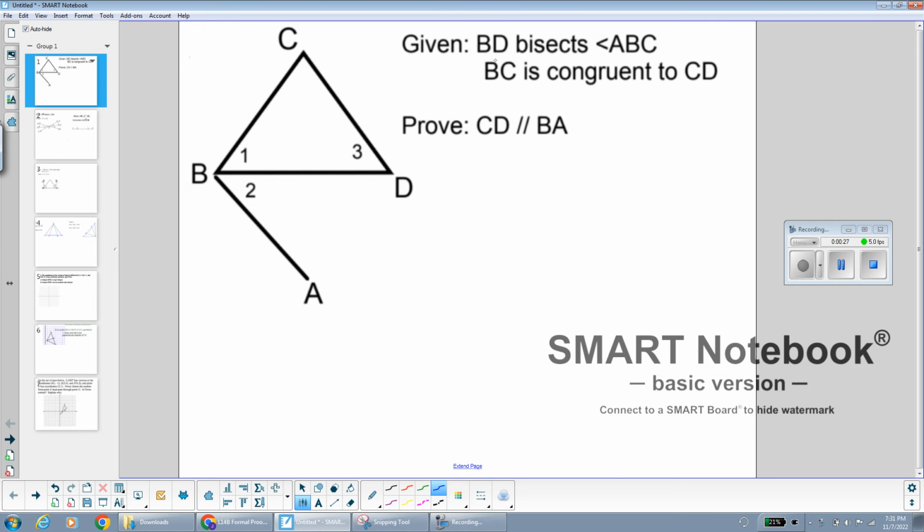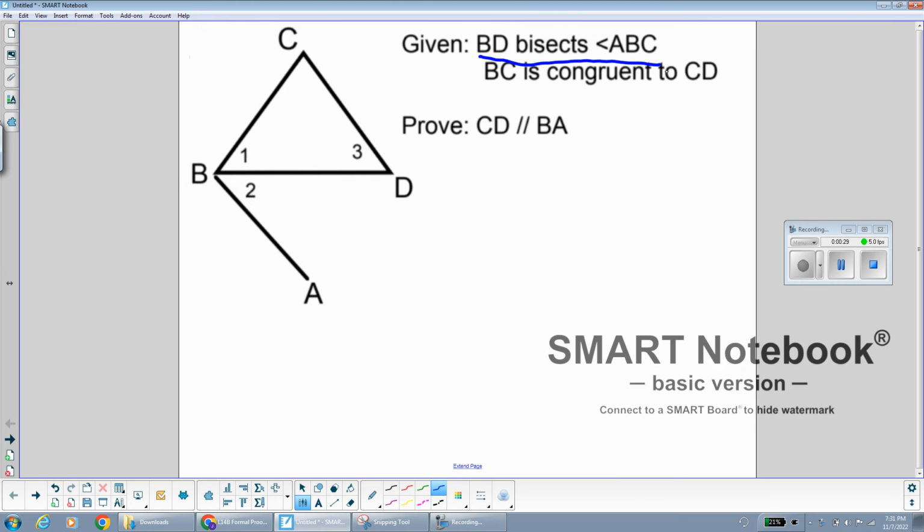So first I'm going to take a look at our given information. So I see that BD bisects angle ABC. So I know that the word bisects means cut into two congruent parts. So I'm told here that angle ABC, that's this angle right over here, is being cut into two congruent parts. So I see that the two congruent parts that angle ABC is being cut into is angle 1 and angle 2.